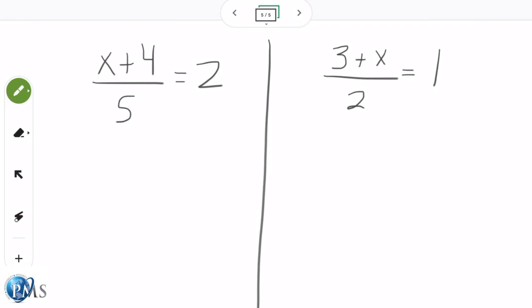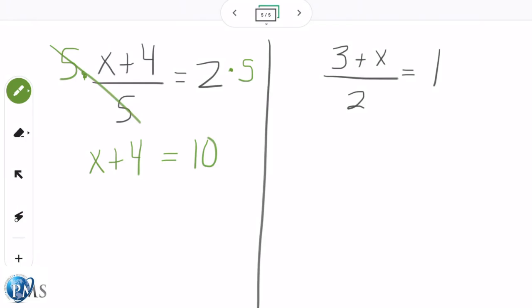We want to get rid of the fraction first. So in the first one, in order to get rid of the fraction, because it's divided by 5, we're going to multiply like we saw before. I usually just put a little dot to represent multiplication. So multiply by 5 on the left side, that will cancel there. Then we'll do the same thing on the right side, so it'll be 2 times 5. The 5's canceled out on the left, and all that we have left is x plus 4, which we could bring down. And on the right side, 2 times 5 is 10.